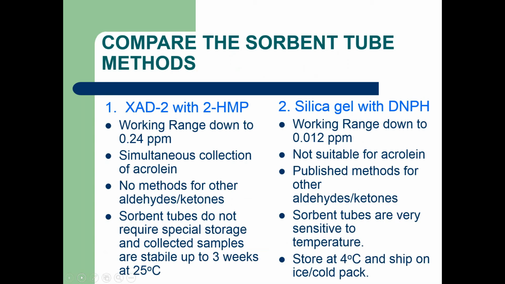So let's compare the methods side by side. The DNPH-coated silica gel tubes provide higher sensitivity than the HMP-coated tubes, and they allow for the collection of other aldehydes and ketones. But only the HMP-coated tubes are suitable for the simultaneous collection of formaldehyde and acrolein. It is important to note that the DNPH-coated tubes are very sensitive to temperature. Tubes must be stored at 4 degrees C and should be shipped expedited or on a cold pack. Conversely, the HMP chemistry provides excellent storage, even at ambient temperatures.